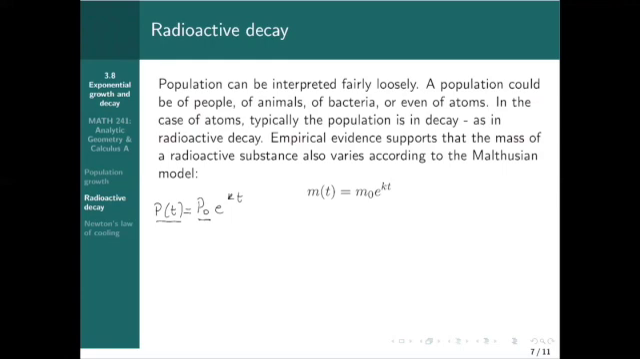So there is empirical evidence that supports that the mass of a radioactive substance varies according to the same model that we were using. So in our previous model, we had P of T and P0. In our new examples of radioactive decay, P0 is going to be replaced by M0, the initial mass of the substance, and P of T is going to be replaced by M of T, which is the mass of the substance at a given time T.